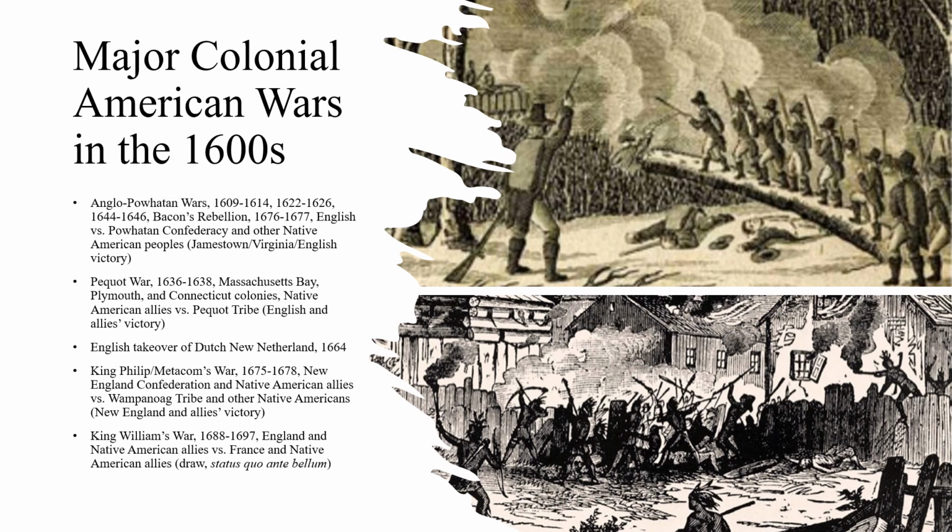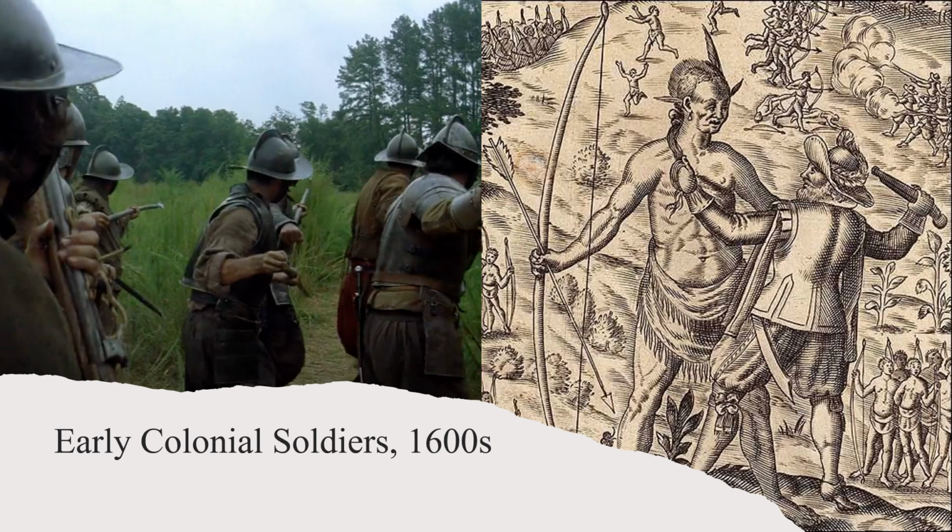And then we have King William's War, 1688 through 1697, which was fought in New England and parts of what is now Canada. Like the others, this war was discussed in a previous video. We'll start by discussing early colonial soldiers in the 1600s.